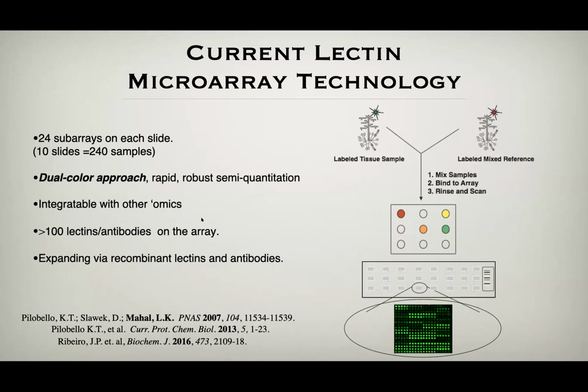This makes it integratable with lots of other omics, and we have about 100 lectins and antibodies on the array, and we're constantly expanding this. So if you have more lectins you'd like us to include, we're always happy to take additional lectins to expand the capabilities of our array.